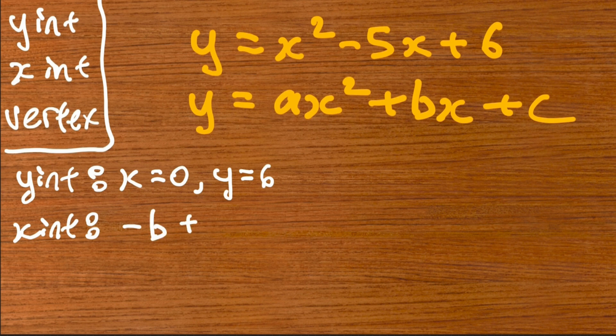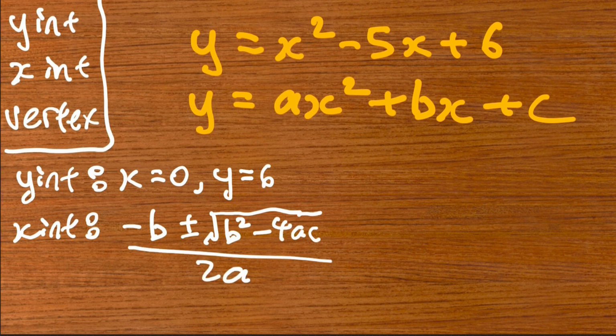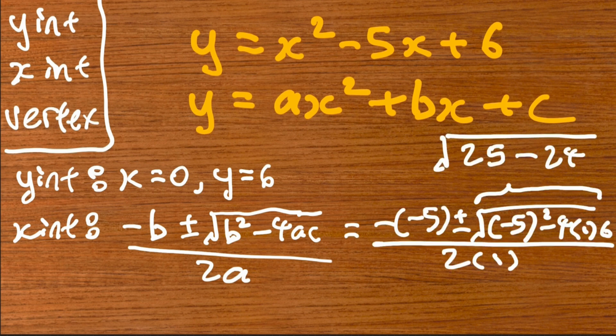To find the x-intercept, we shall use our quadratic formula: minus b plus minus square root of b squared minus 4ac, over 2a. We are going to substitute our a, b, and c into the quadratic formula. Solving this will give us 2 values of x, where x1 is equal to 5 plus square root of 1, over 2, which is just 3. And the other x value is 2.